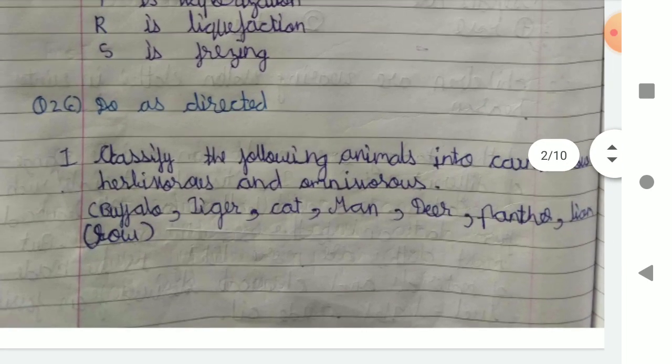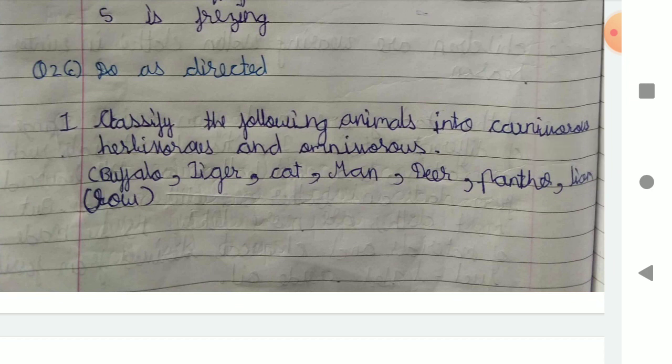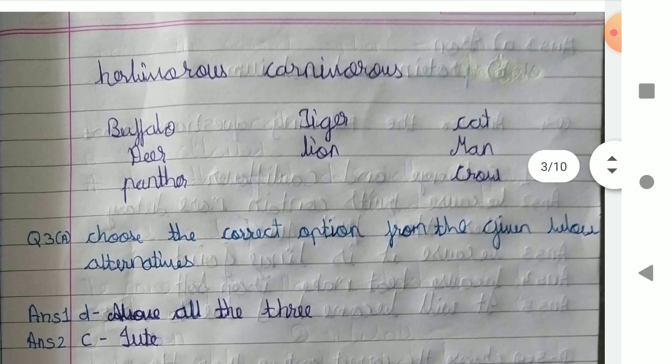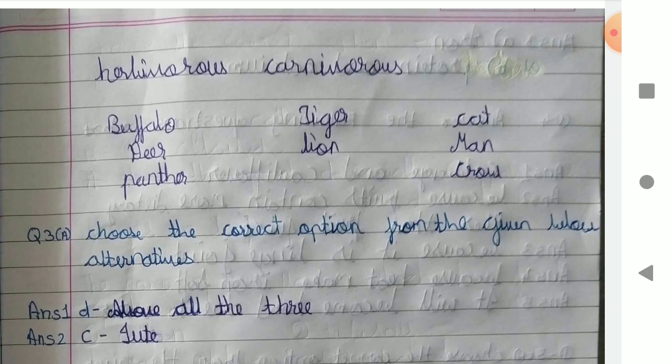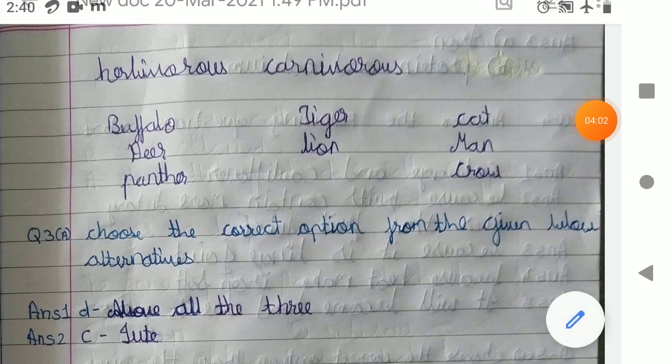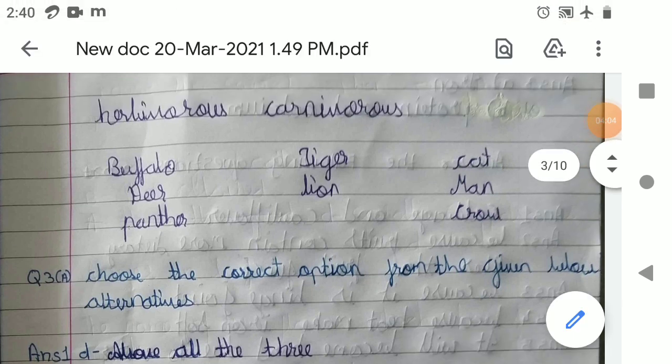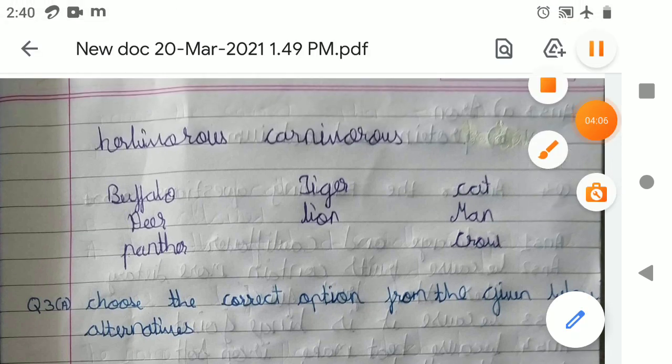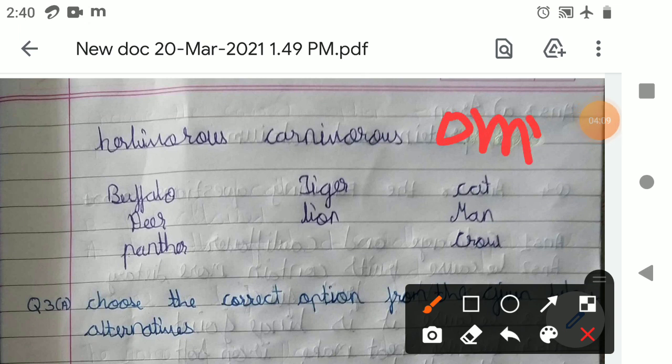Classify the following animals into carnivorous, herbivorous and omnivorous. Herbivorous: buffalo, deer and panther. Carnivorous: tiger, lion. And here it is not written but it is omnivorous. So you can write down omnivorous.